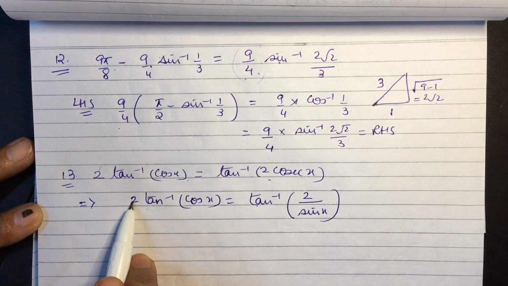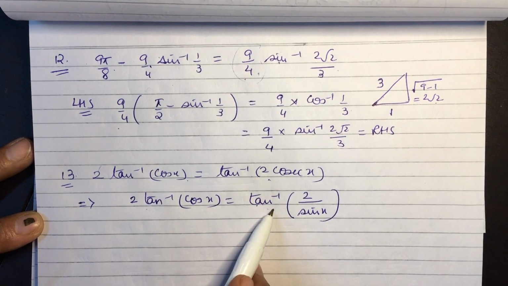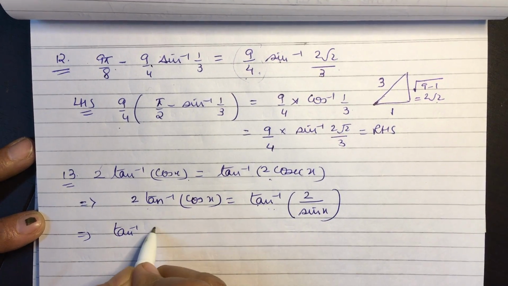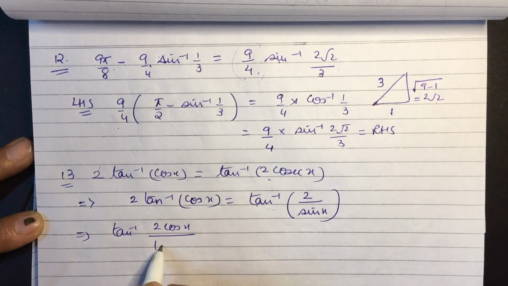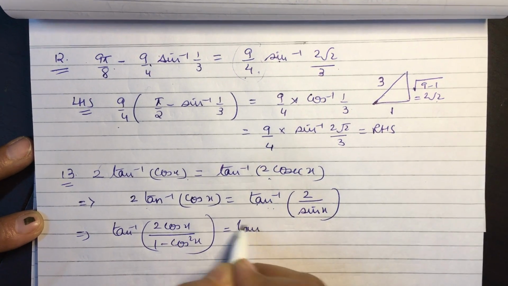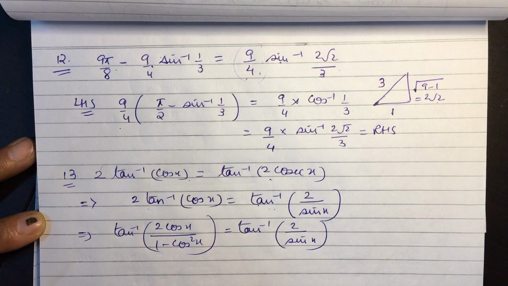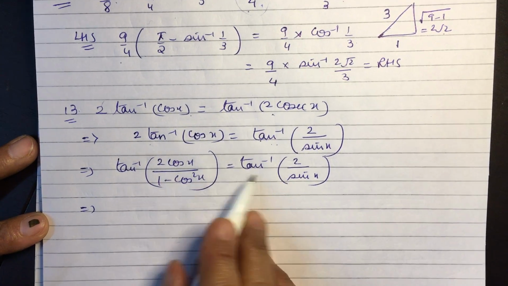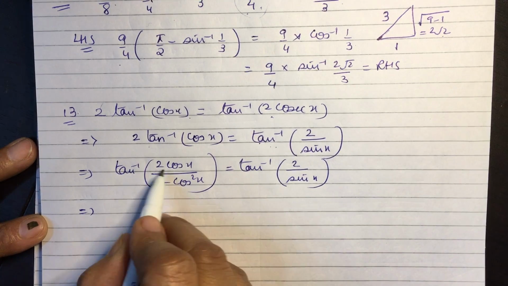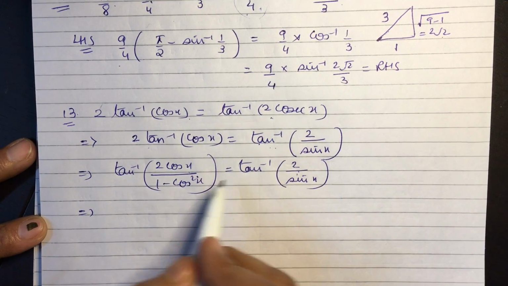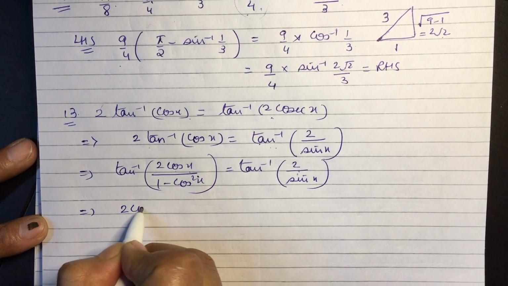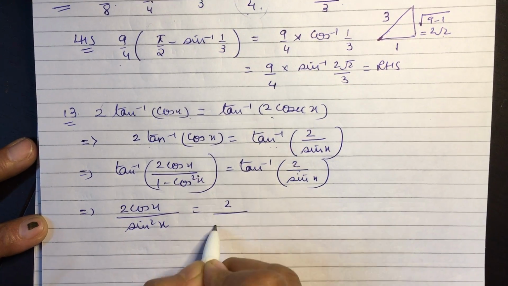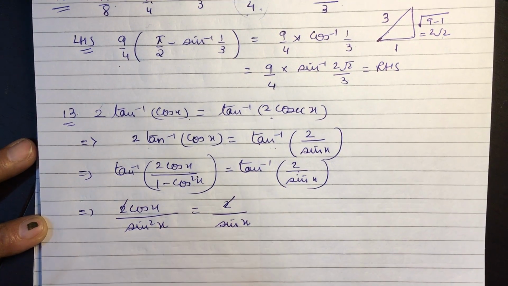So first of all, this 2 needs to be absorbed. Since the right hand side also deals with tan inverse, you will write the expression in terms of tan inverse. So this gives you tan⁻¹(2 cos x / (1 − cos²x)) = tan⁻¹(2/sin x). Now you are comparing tan inverse of both sides, they get removed. If the tan inverse of two functions is same, then both the functions can be compared. So you write 2 cos x over sin²x is equal to 2 over sin x. 2 gets cancelled with this 2.